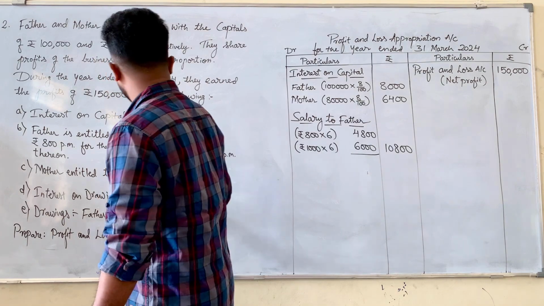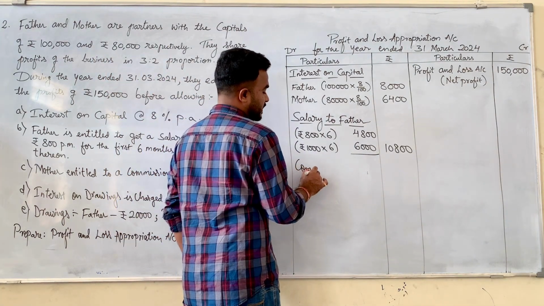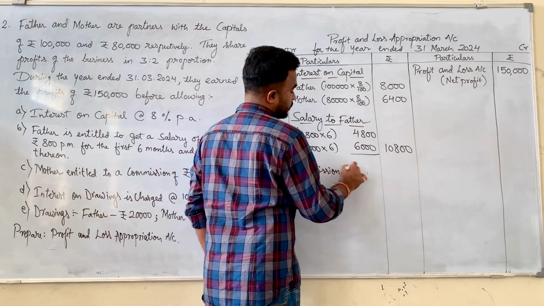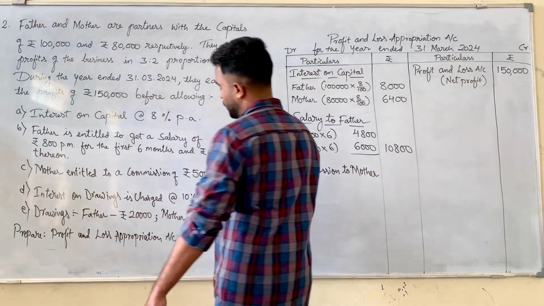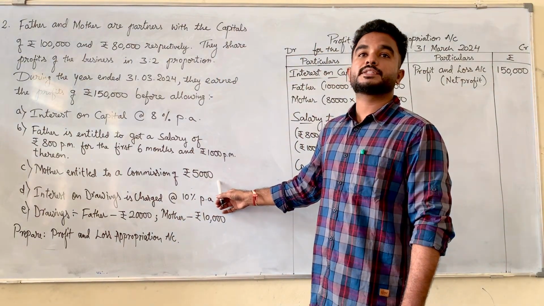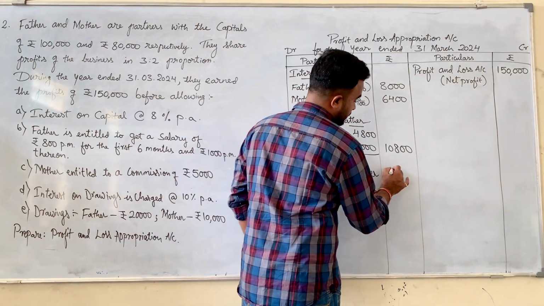Next, mother is entitled to a commission of rupees 5,000. So commission to mother. So we already discussed this. When they do not give, whether it is per annum or per month, we have to consider the amount as per annum. So 5,000 per annum annually.